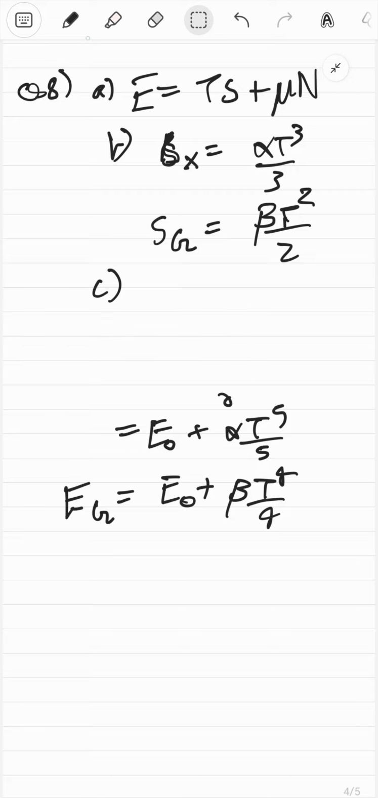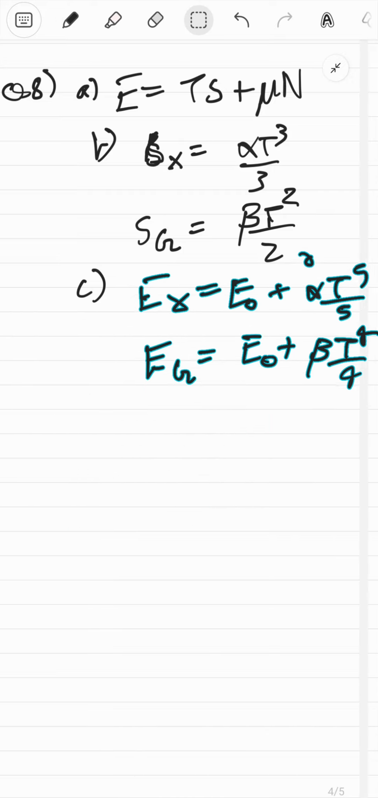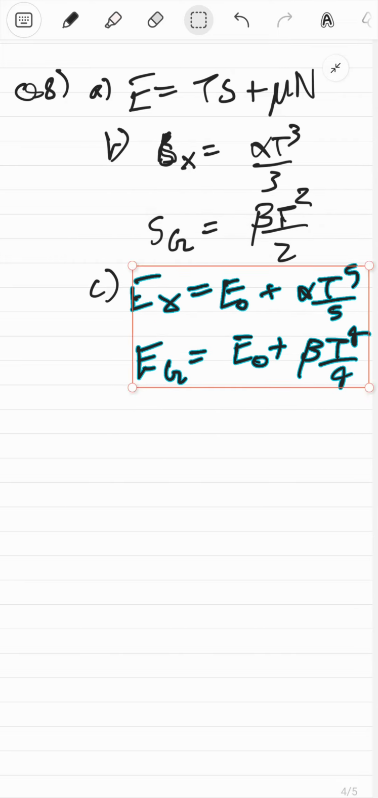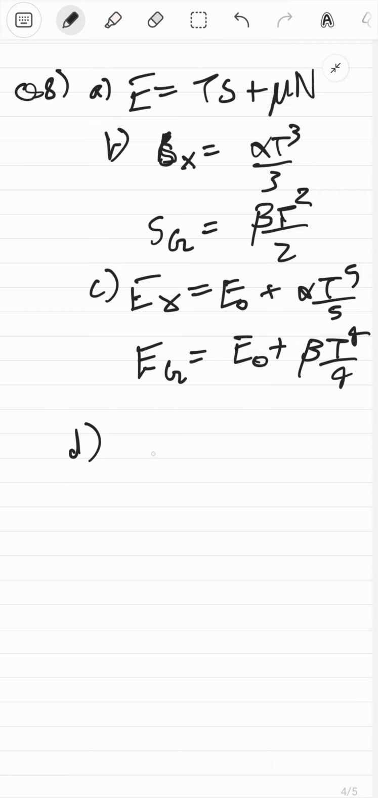So you got the energies, you got the entropies. So far so good, making progress. So now what do we want to do with this? Next we want to use the condition of thermal equilibrium between the two phases to compute the equilibrium melting point in terms of alpha and beta.